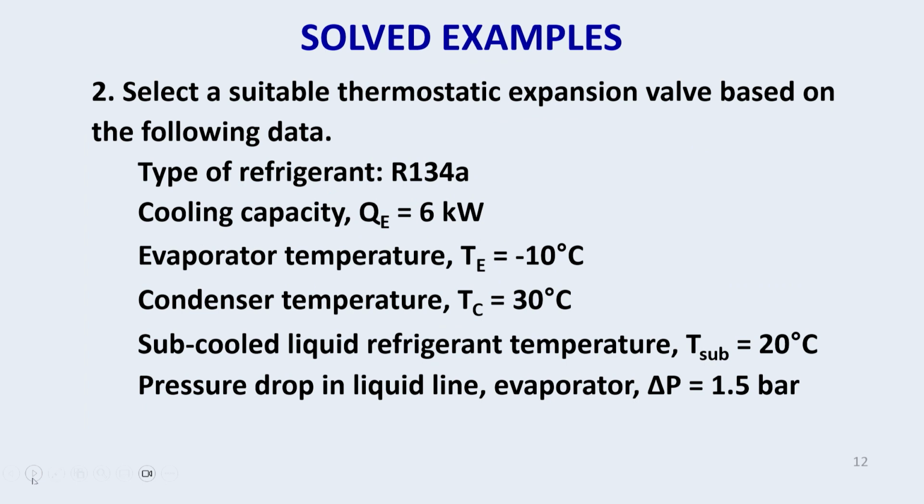Select a suitable thermostatic expansion valve based on the following data. The type of refrigerant given is R134A. Cooling capacity is given, that is the evaporator load, 6 kilowatt. Evaporator temperature is minus 10 degrees centigrade. Subcooled liquid refrigerant temperature is 20. Pressure drop in the liquid line and evaporator, that is delta P, is 1.5 bar.